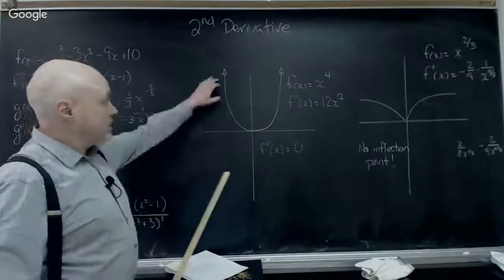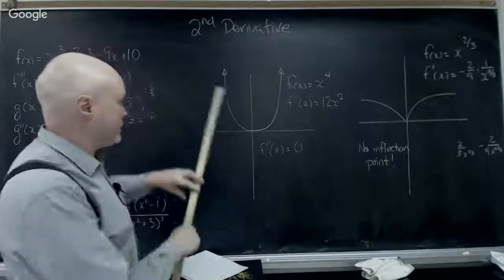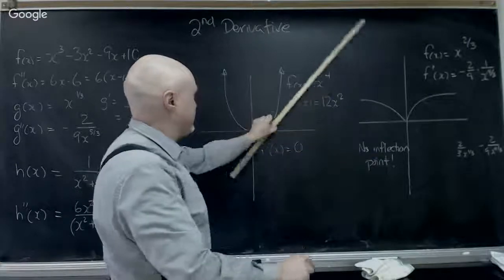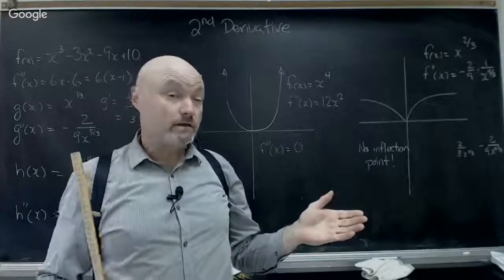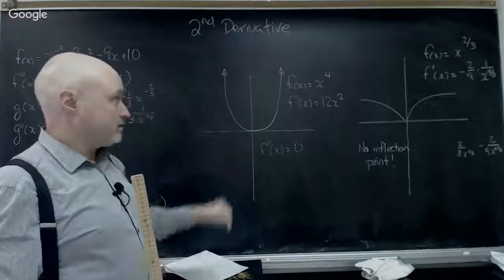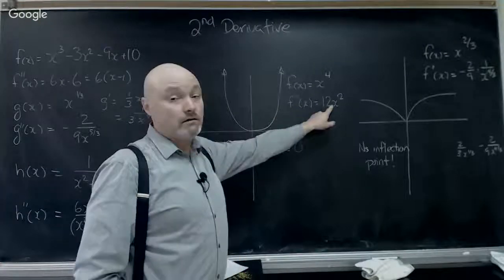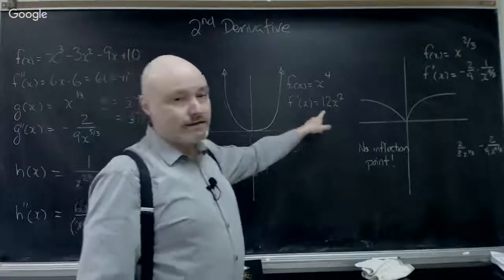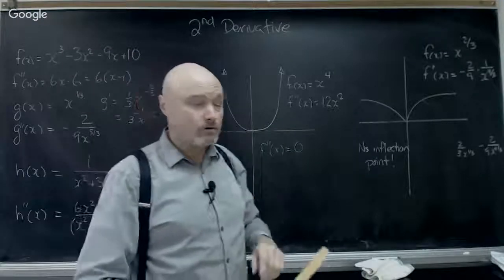First, this function is an example. f of x is x to the exponent 4. And as you can see, the slope is increasing as we go from left to right, and it's doing it everywhere in that function. That means the second derivative is positive everywhere, so this is concave up everywhere. The second derivative of f of x equals x to the 4th is 12x squared. The second derivative is 0 when x is 0, but there's no change in concavity at 0.